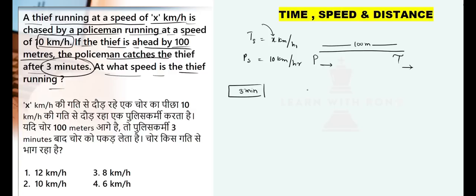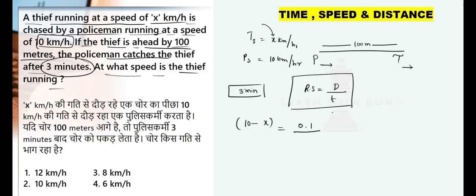For this kind of question, the formula is relative speed equals the distance between the policeman and thief divided by time. What is the relative speed here? Both are traveling in the same direction, so police speed minus thief speed, in kilometers per hour, equals the distance between them, 100 meters. Converting to kilometers, 0.1, divided by the time taken, 3 minutes. Converting to hours, 3 divided by 60. Which implies 10 minus x equals 60 multiplied by 3 by 2, so you will get 2 here. So x is 8 km per hour is our answer. The thief speed is 8 km per hour. Option number 3. Next question.